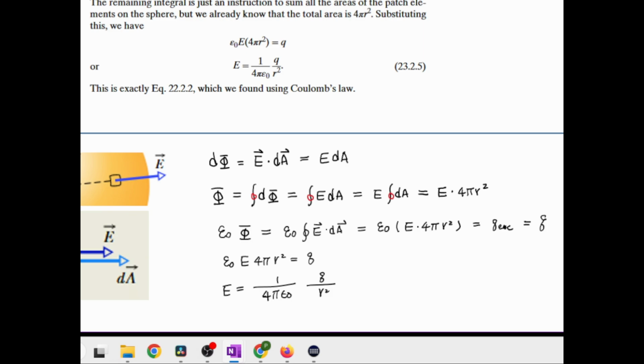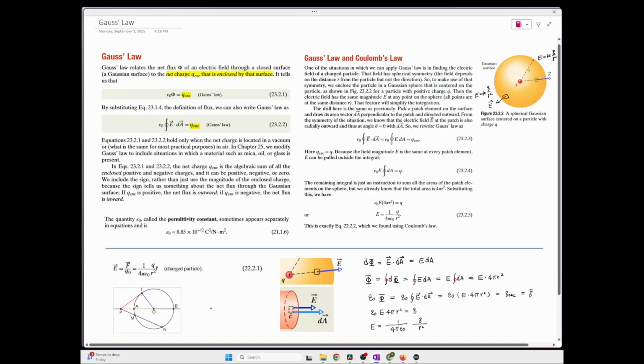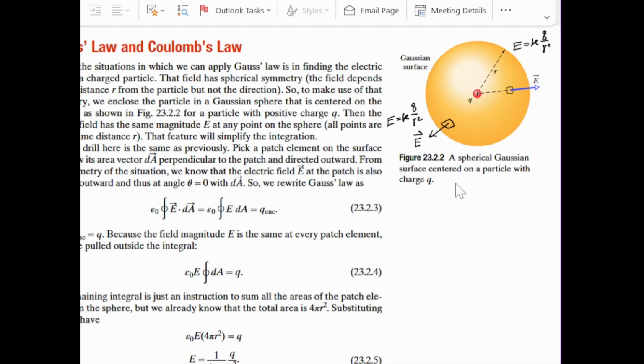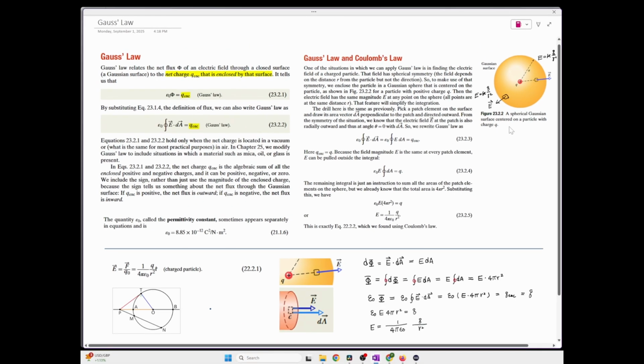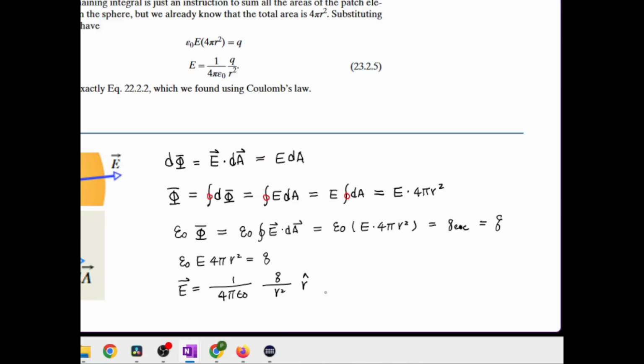And not only that, if we look at the diagram at the upper right hand corner once again, we can see that at every point on that Gaussian surface, the electric field is pointing radially out, which corresponds to the unit vector r hat. And therefore, going back to the equation that we just wrote down, we can add a vector sign. And that is the result that we want. And you can see that by applying the Gauss' law, we end up with an expression that is exactly the same as before.